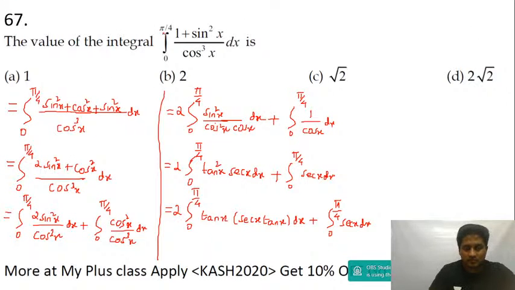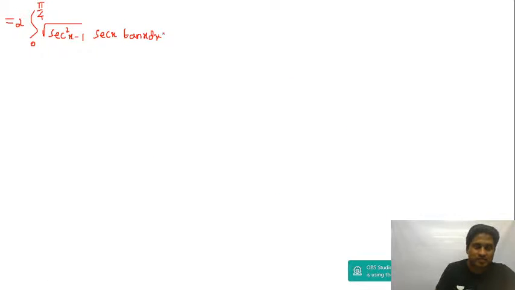Now I'm going to write 2 times integral 0 to pi by 4. This is tan x. Tan x can be written as root of sec square x minus 1, and then here I get sec x tan x dx. That's right. So tan x is root of sec square x minus 1 into sec x tan x dx plus integral 0 to pi by 4, plus integration 0 to pi by 4, and then you get sec x dx.